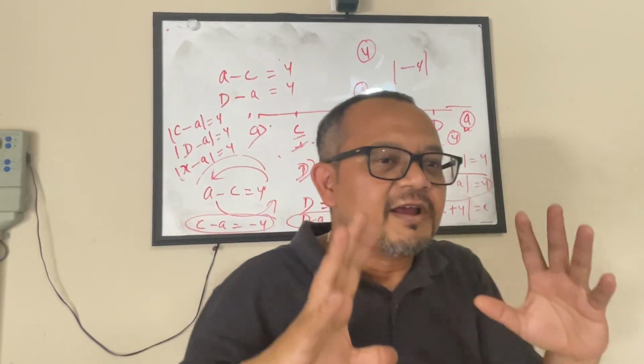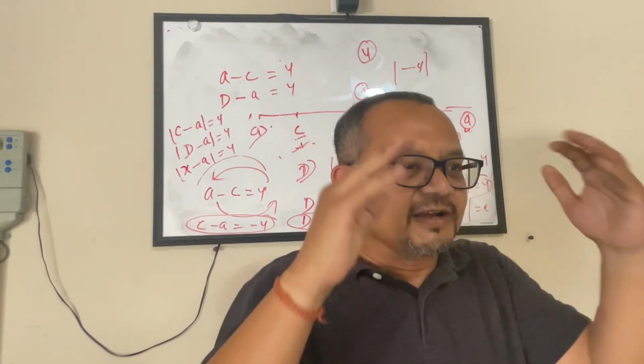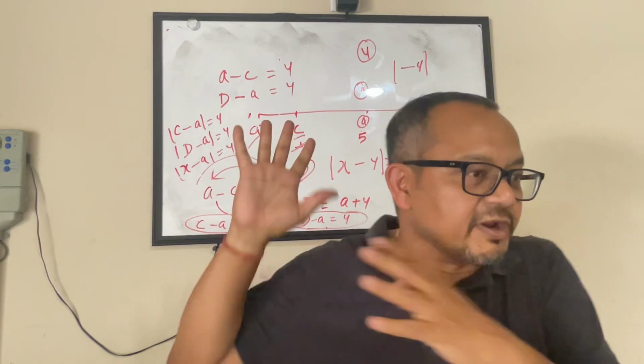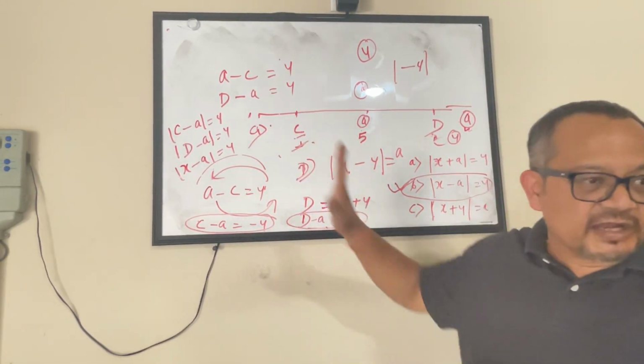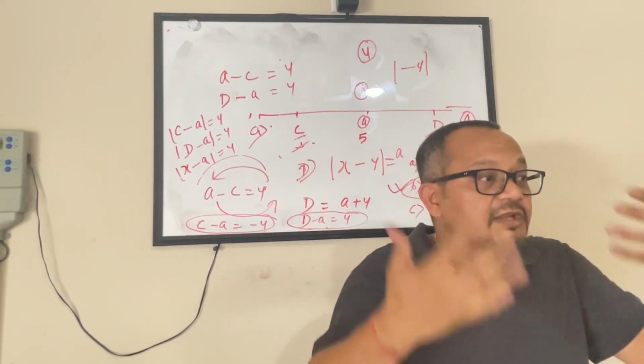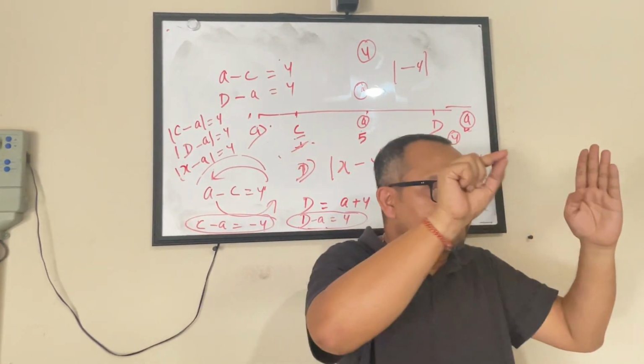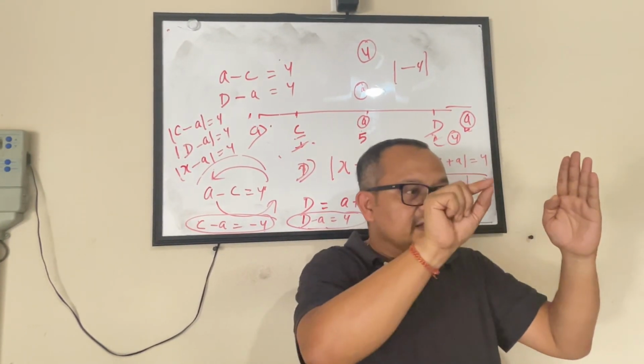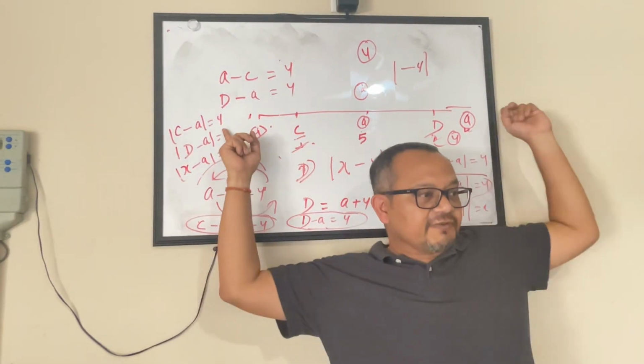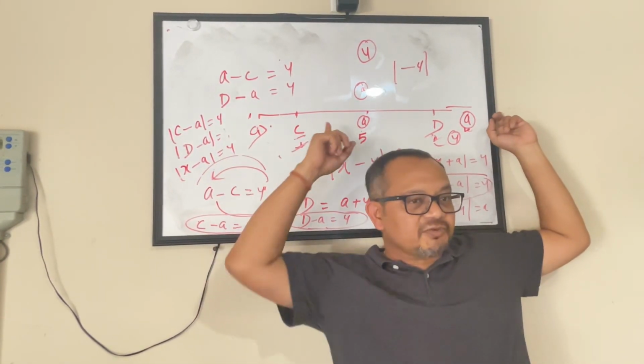I'm emphasizing the thought process, how we are trying to solve this. There's nothing complicated about this sum. It's just about how you are thinking about it. So we have 2 points, both are 4 units away from a third point. And that third point cannot be on the left or right of the point. It has to be somewhere in the middle.